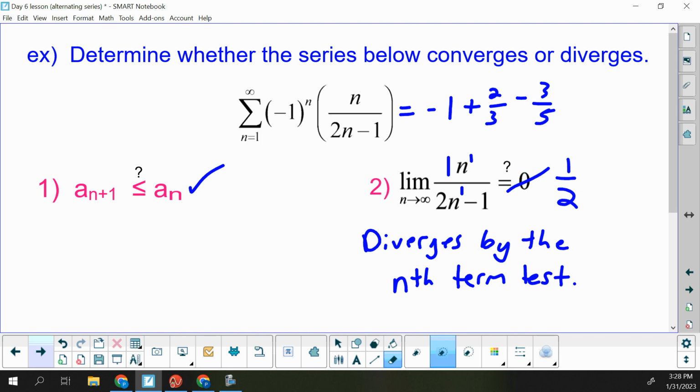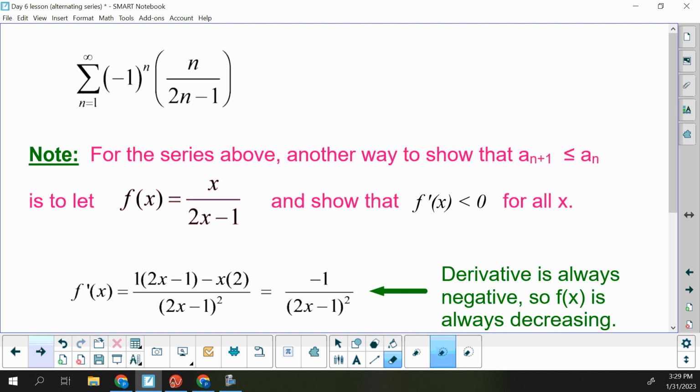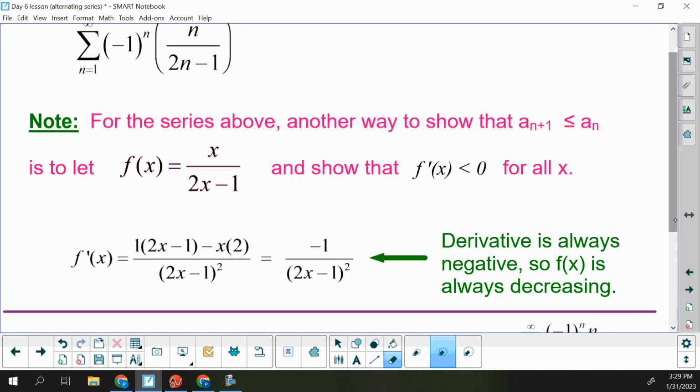Now, if you are totally stuck about whether the terms are getting smaller than the one before it, one thing you could do is think of it as a function, take the derivative, and we would need the derivative to be negative. Notice when we do this derivative, we do a little quotient rule. We get -1 over that quantity squared. Well, the quantity squared is going to be positive, so the top is always negative, so this would always show that f of x is decreasing. That's just if you were stuck.